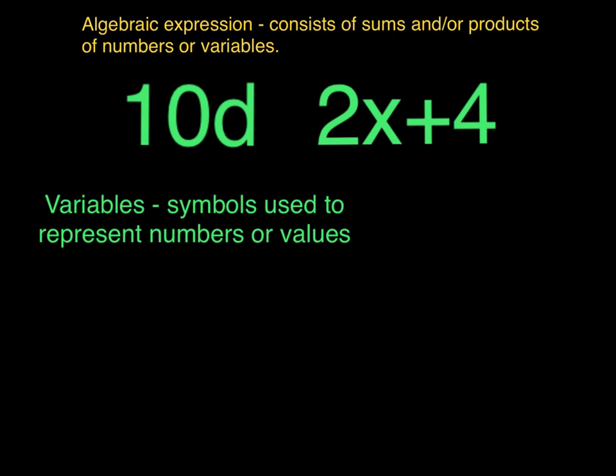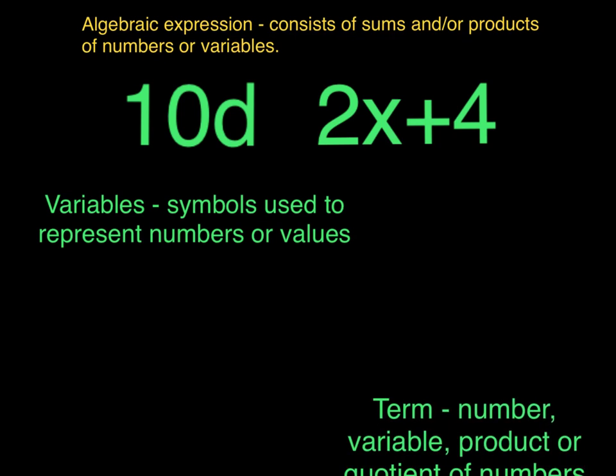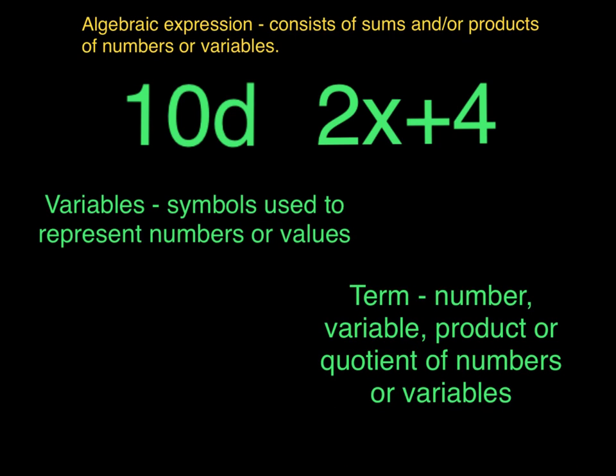The other term that we need to know is the word term. In this sense, when we talk about the word term, we're talking about a number, a variable, a product, or the quotient of numbers. So in this problem here, 2x is a term, 4 is a term, and 10d is a term. Because 10d is being multiplied, we call that a term, and 2x is being added to 4, so those are terms.